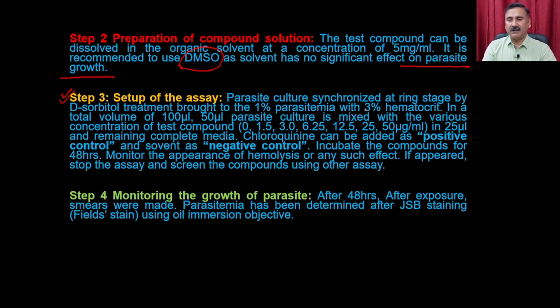Then in step three, you are going to set up the assay. You take the ring synchronized parasites and incubate them with the inhibitor, and as a negative control, you add only the solvent. As a positive control also, you take some of the known inhibitors. Then in step four, you are going to monitor the growth of the parasite. After 48 hours, you take the smear, stain it, and determine the parasitemia.